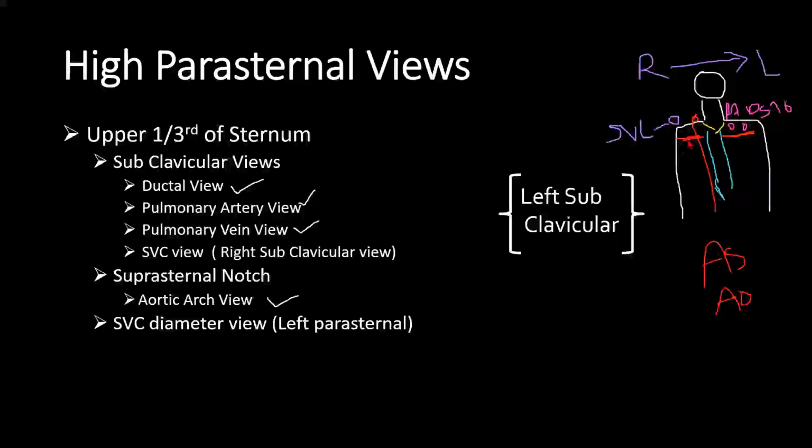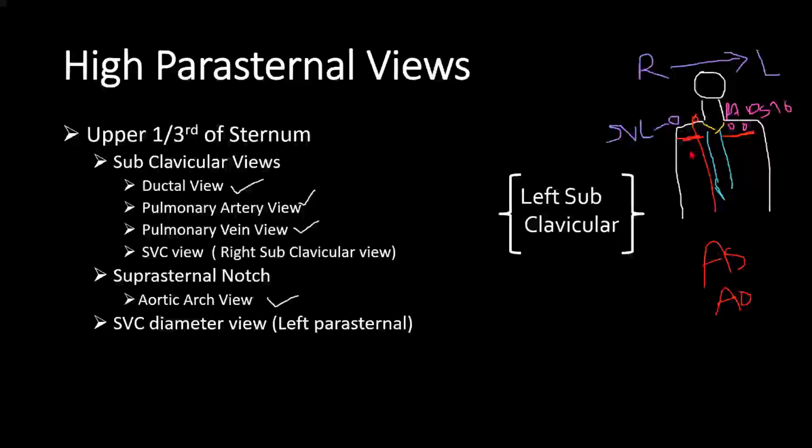So just remember this. For arch of aorta, we generally, in adult and pediatric patients, keep the probe in the suprasternal notch. But in newborns, it is very difficult to keep the probe in the suprasternal notch because it is very small. And if the baby is on the ventilator, it is very difficult to fit the probe in the suprasternal notch. So we do it from the right subclavicular area.